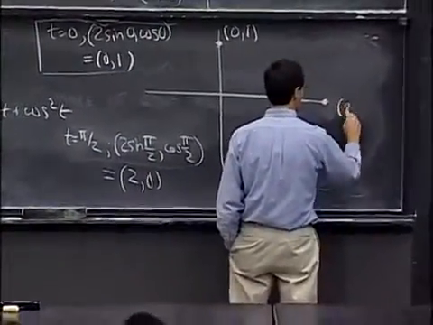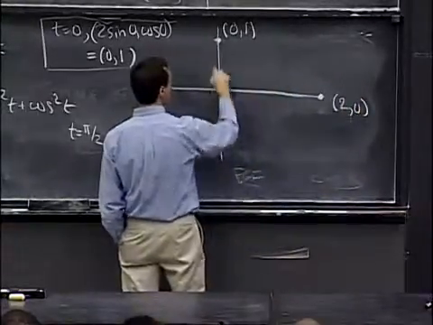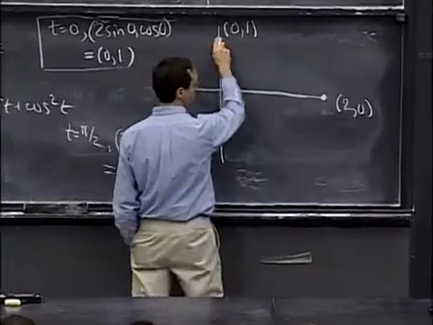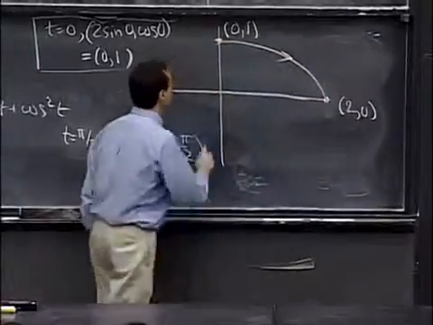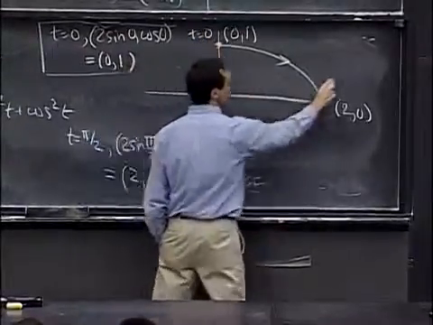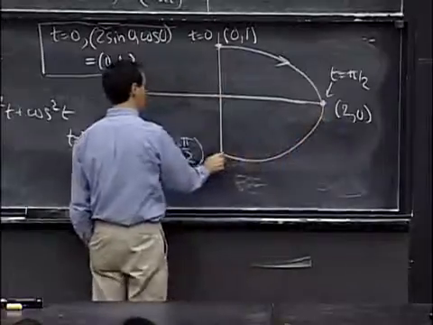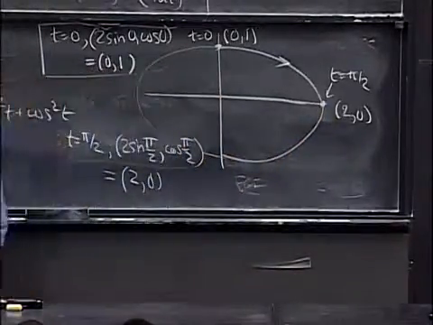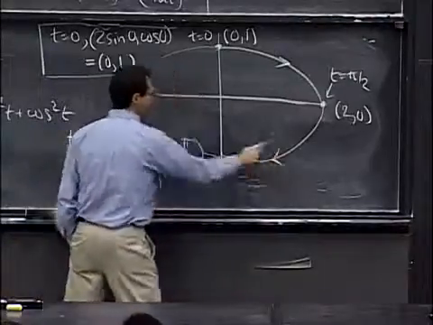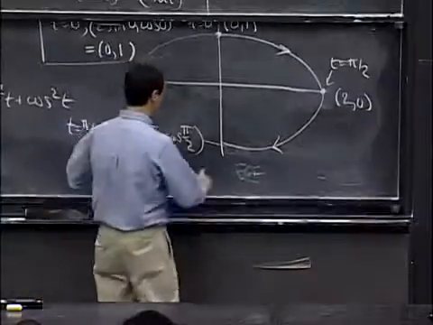This is 2 comma 0. And we know it travels along the ellipse, and we know the minor axis is 1 and the major axis is 2, so it's doing this. All right, so this is what happens at t equals 0. This is where we are at t equals pi over 2, and it continues all the way around, et cetera, to the rest of the ellipse. All right? This is the direction. So this one happens to be clockwise.